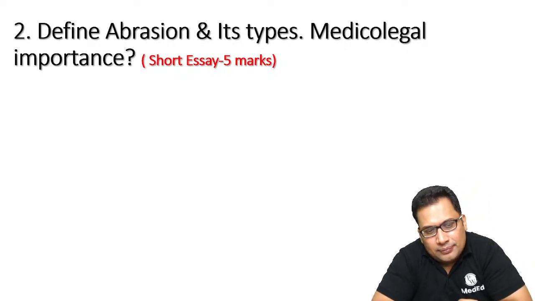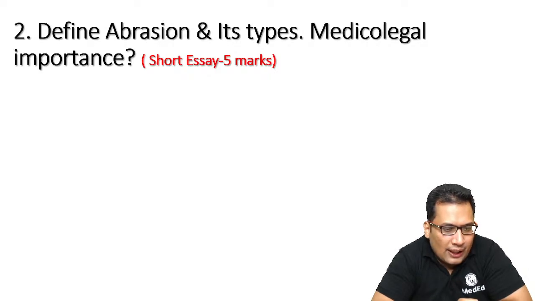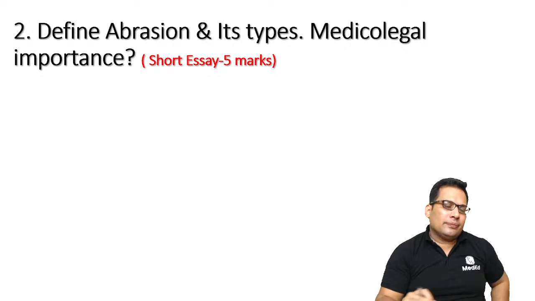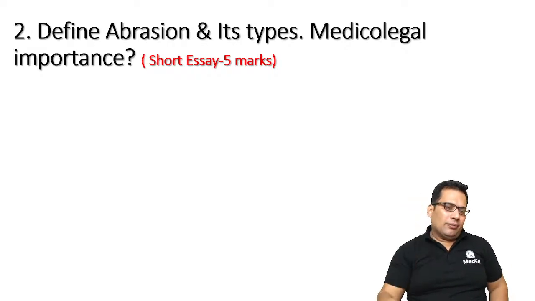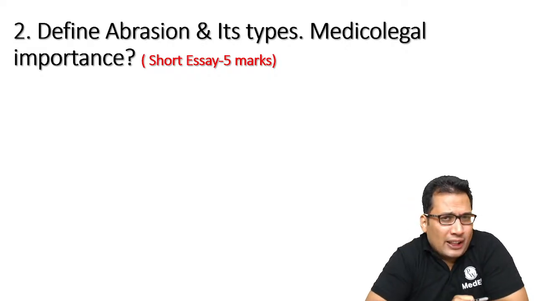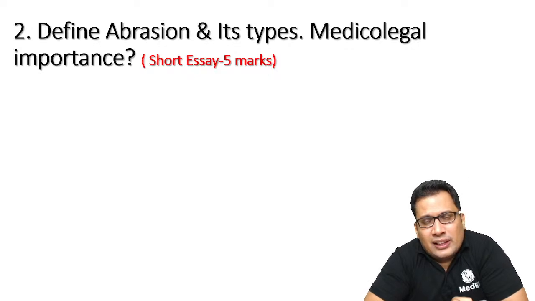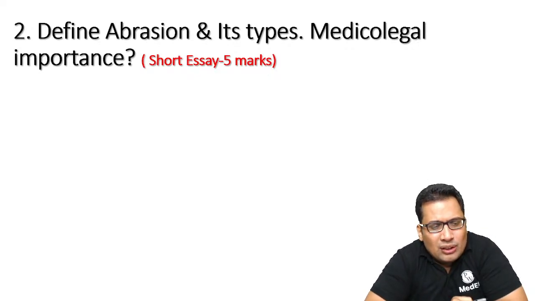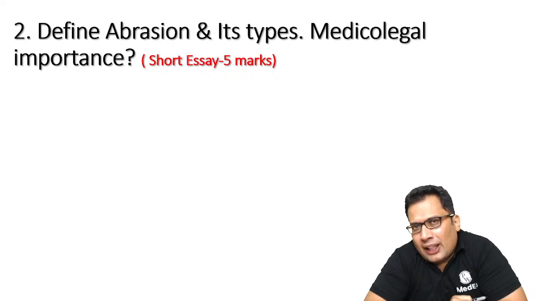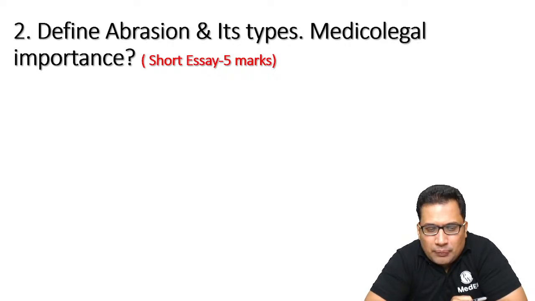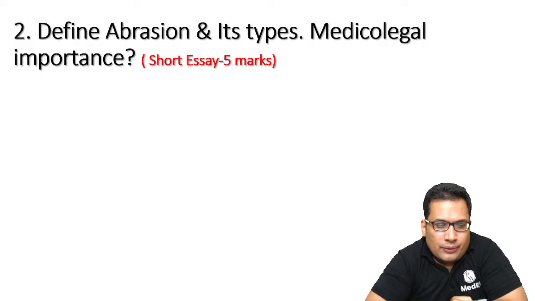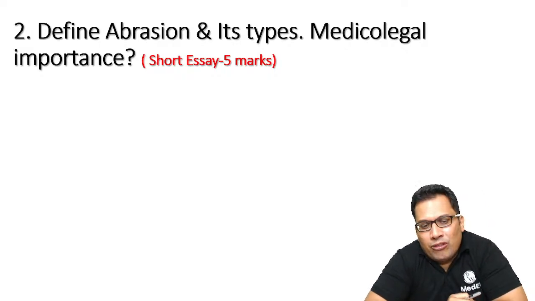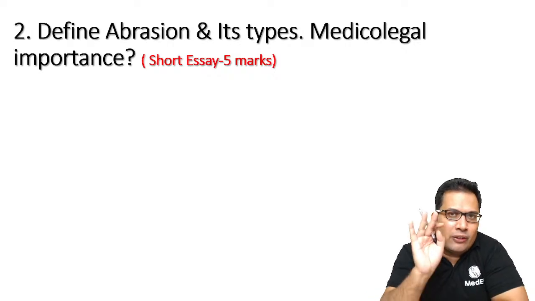Next question. Define abrasion and its types and medico-legal importance. One very frequently asked question. Abrasion is the most common mechanical injury, among abrasion, bruise, contusion, incised wound and stab wound. It is the most common mechanical injury in road traffic accidents. It is a short essay type, 5 marks question. You need to define abrasion.